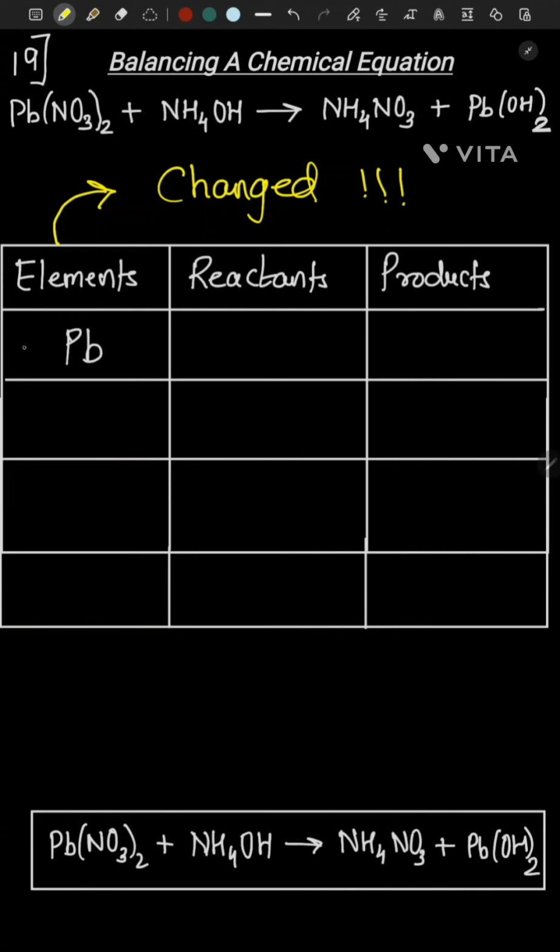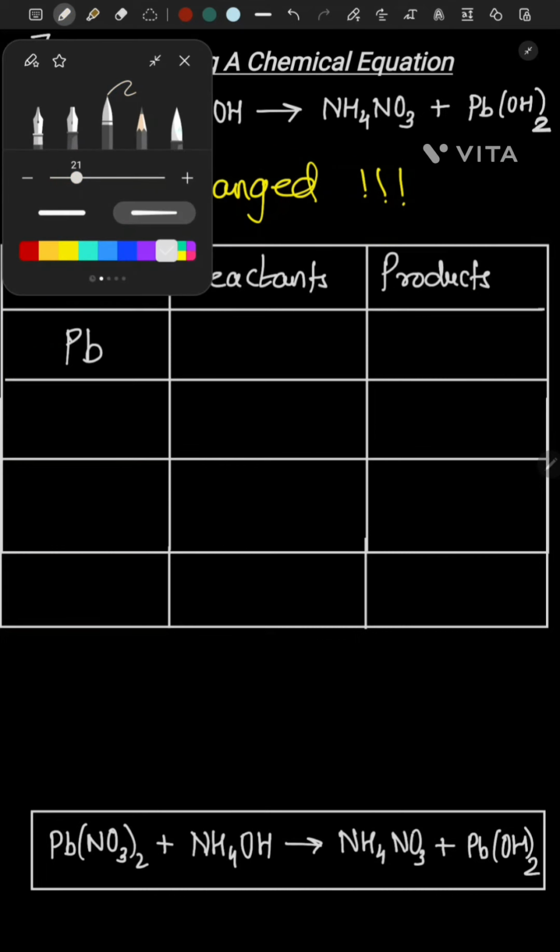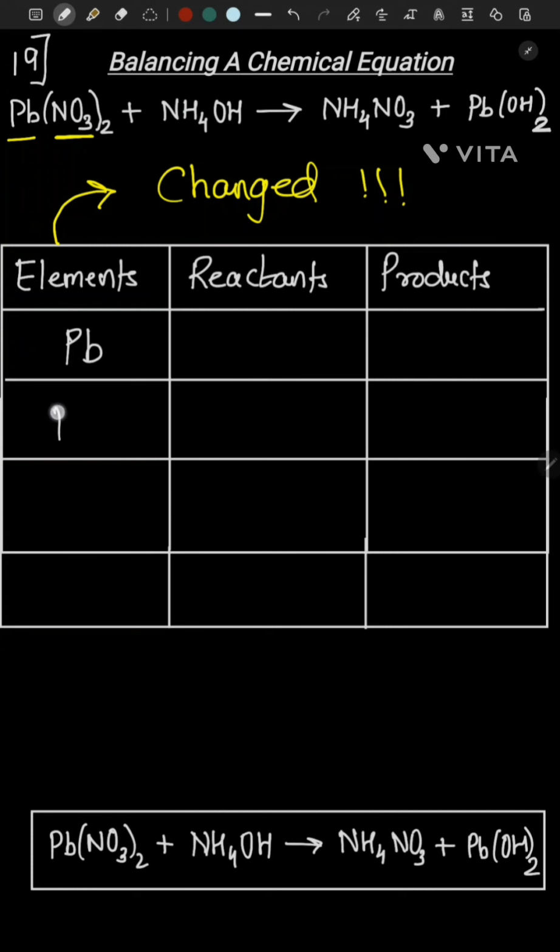Let's see. We will take lead as the same, because lead is alone. But when I come to NO3, which is a radical, right? So I'm going to take this radical together as NO3. Same way, when I go ahead, I find this NH4, ammonium, which is another radical. I will take that ammonium radical also together. Moving on to OH, which is one more radical, hydroxide. So I will group up the radicals and take them together.